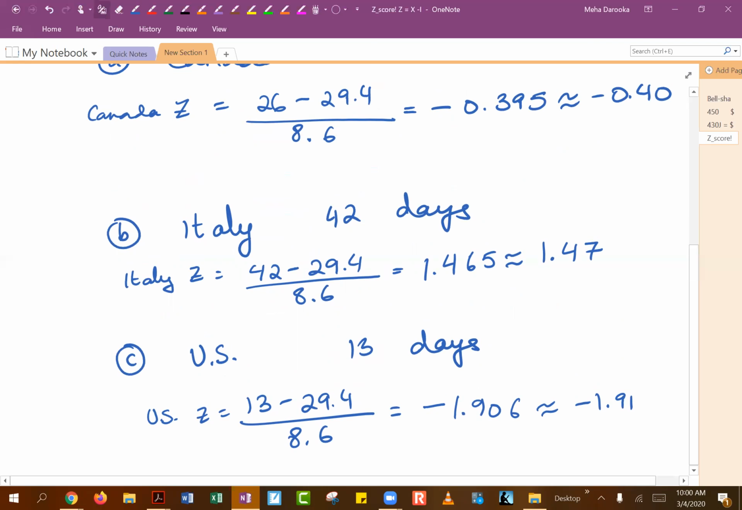What would you conclude looking at those three different z-scores? It's like Canada and US are below average and Italy is above. Above average? Okay, very good. And the worst seems to be America in this case, right? Because you are -1.91 standard deviations away from the mean.